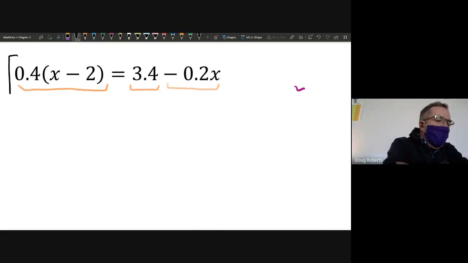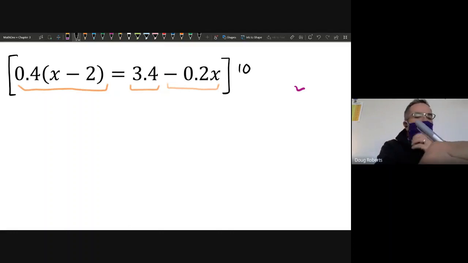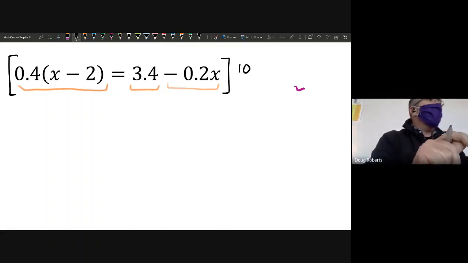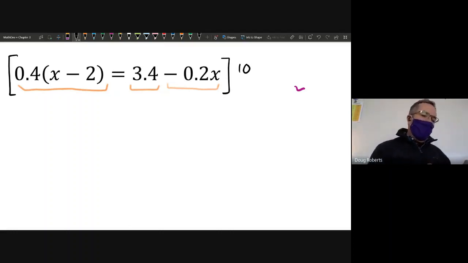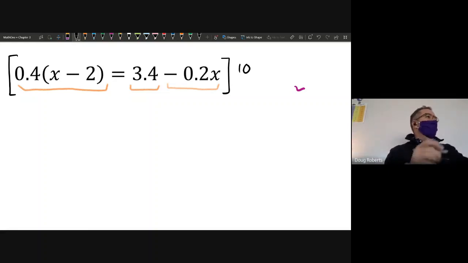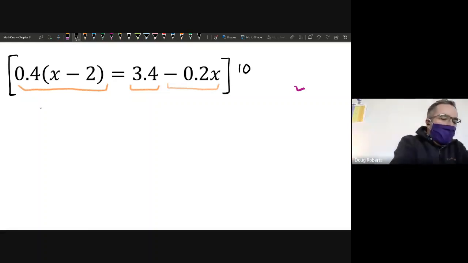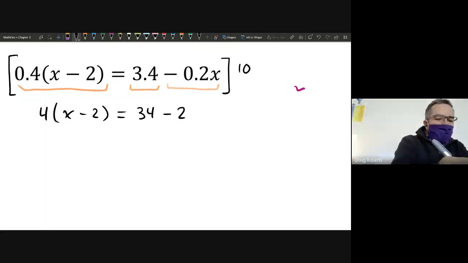In order to tweak this equation, I'm going to propose that we multiply both sides by 10. That means that every single term, all the things that I've underlined in orange, are going to be multiplied by 10. And when I do that, this equation is going to become 4 times the quantity of x minus 2, and that will equal 34 minus 2x.